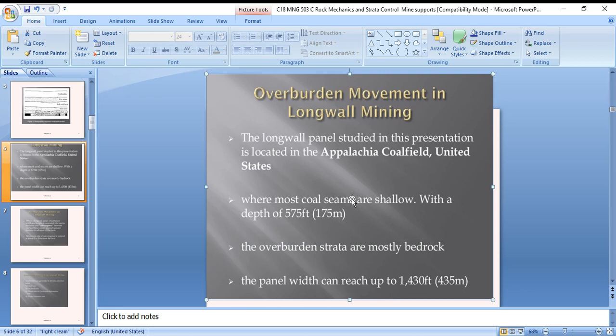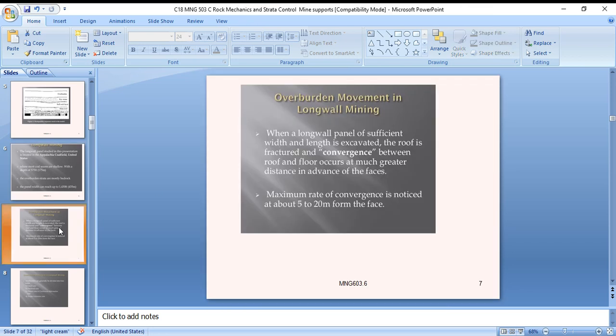So, longwall panel studies presented here are located in the publication of metre strips, where most of the coal seams are shallow in depth. The overburden strata are mostly hard rock. The panel width can reach up to 435 meters.